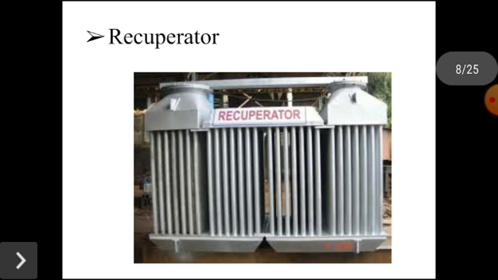The other type is recuperator. It is a normal heat exchanger, that is, there will be one outer shell, inside it there will be one tube. Through the shell one fluid will be passed and through the tubes another fluid will be passed. Due to the difference in temperatures between the two fluids, heat will be transferred from one fluid to another fluid. Okay.